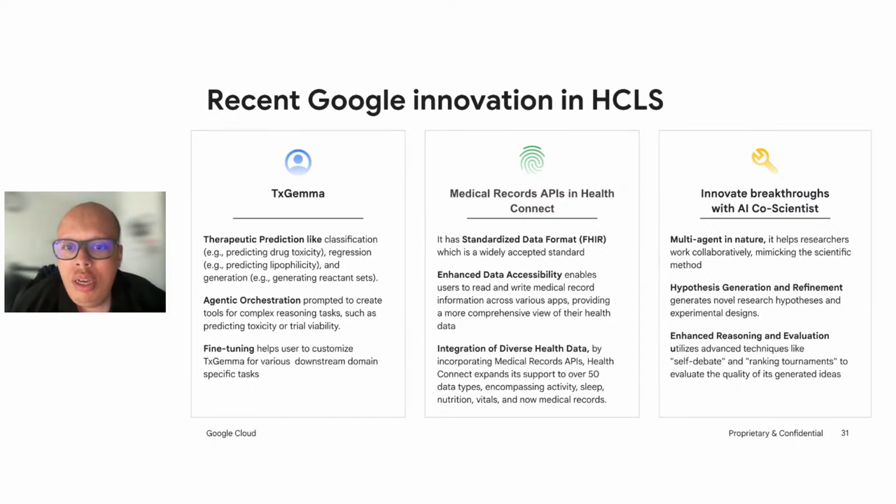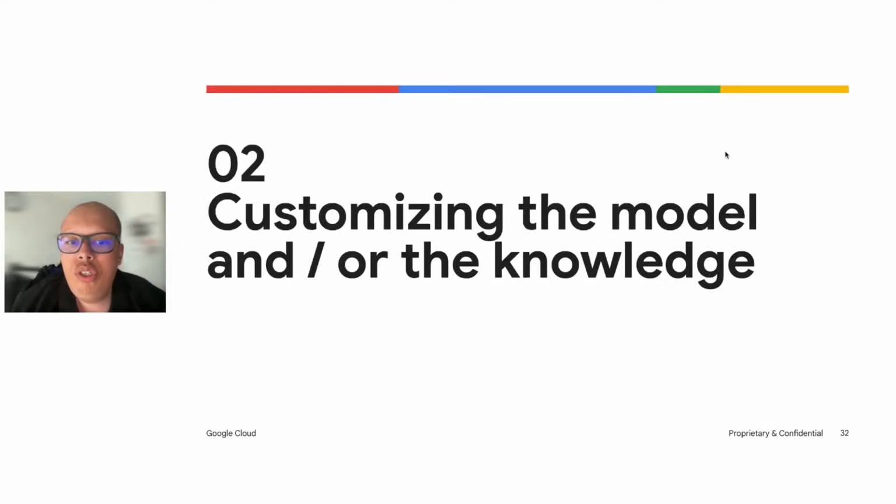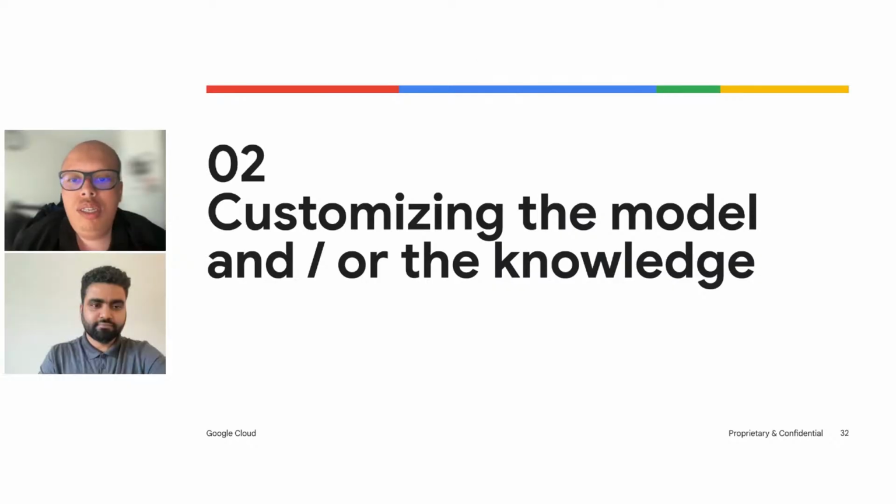The Medical Records API in Health Connect now has a standardized data format, which is a widely accepted standard. It comes with enhanced data accessibility as well as integration of diverse health data. And then you have the AI co-scientist, which is also another DeepMind innovation. It is multi-agent in nature, and it helps scientists to accelerate hypothesis generation and refinement, and comes also with enhanced reasoning and evaluation. Now I will give the floor to Ashish to discuss the more advanced topics.